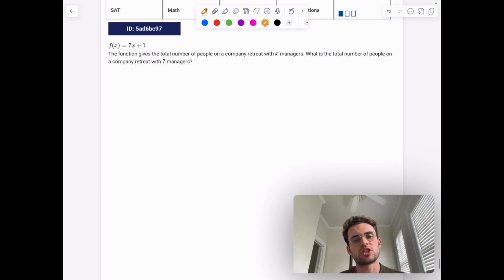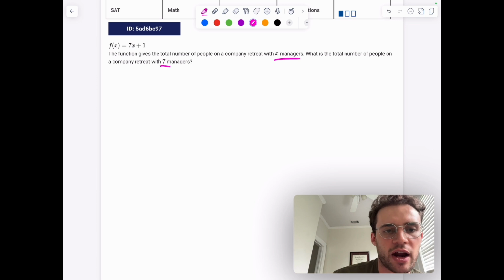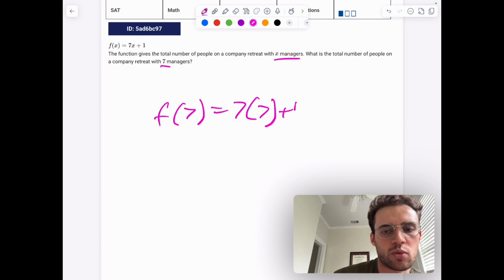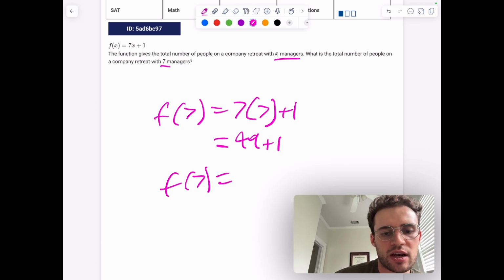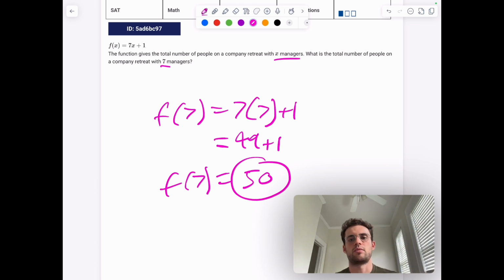f of x equals 7x plus 1. The function gives the total number of people on a company retreat with x managers. What is the total number of people on a company retreat with 7 managers? So x is the number of managers. We're just plugging in 7 for x, which means f of 7 is equal to 7 times 7 plus 1. That's 49 plus 1. So we get f of 7 is equal to 50. So 50 is the total number of people when there are 7 managers.